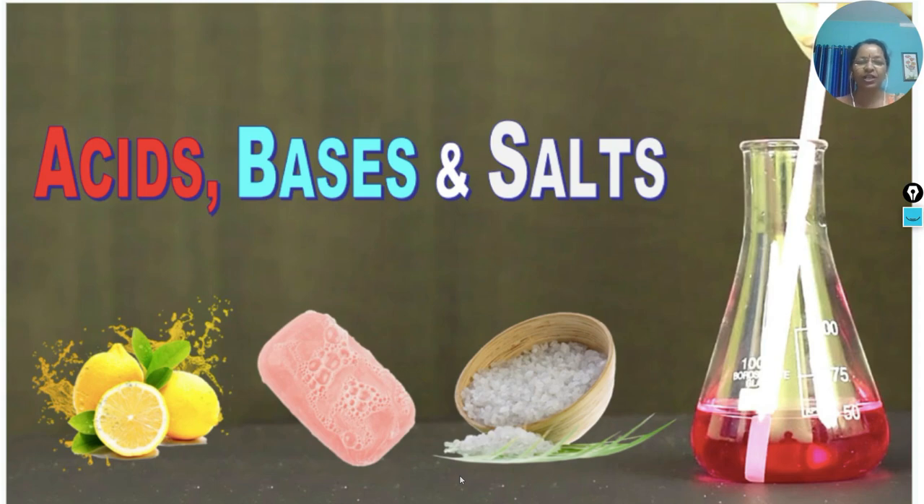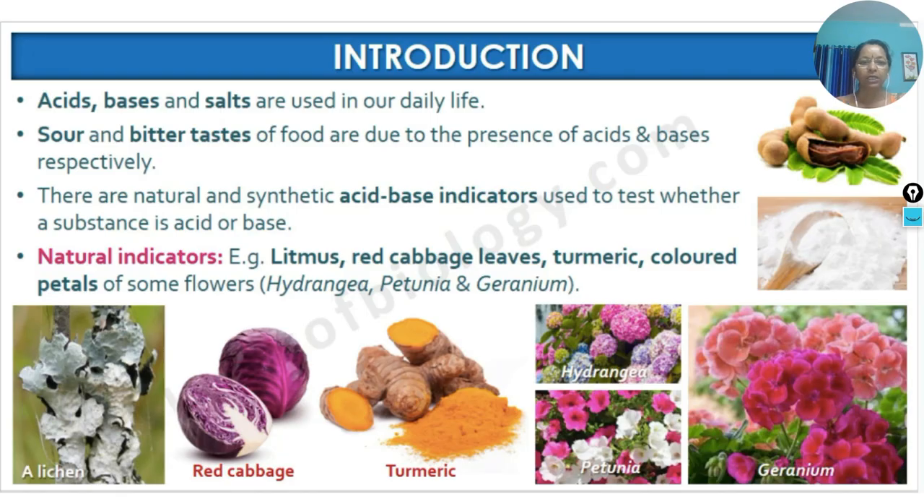Hi students, today we will discuss chemistry chapter 2, acids, bases and salts. In this chapter we will be talking about the properties of acids, bases and salts. It is divided into two parts. The first part we will be discussing today. In the first part we have a brief idea of acids, bases and salts.